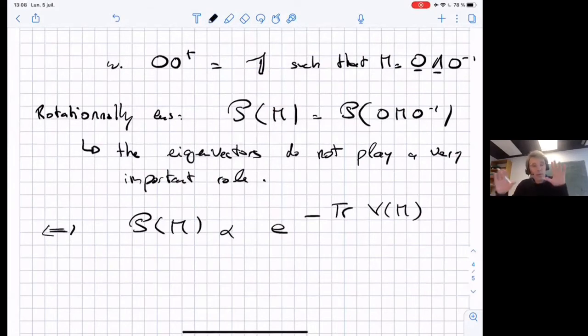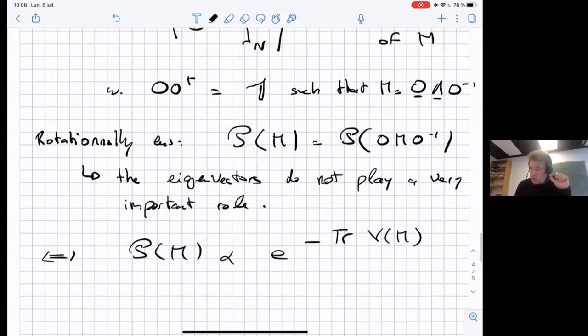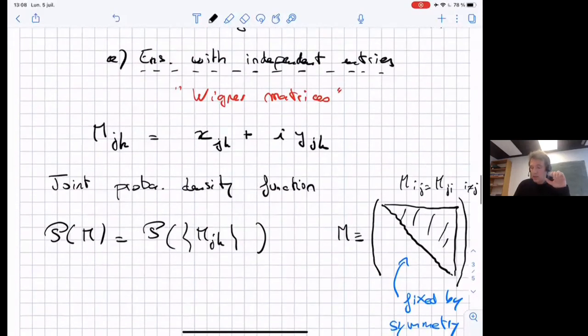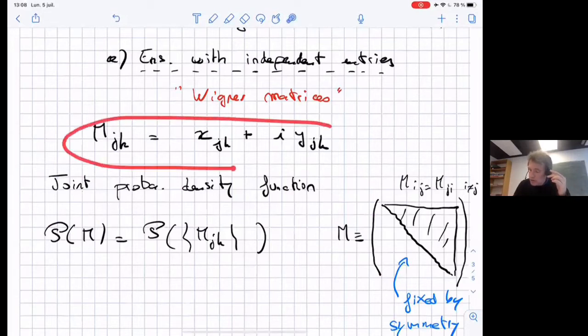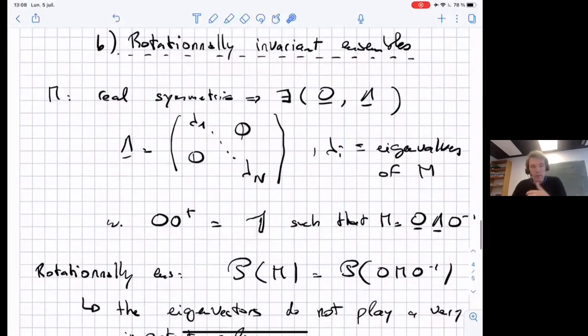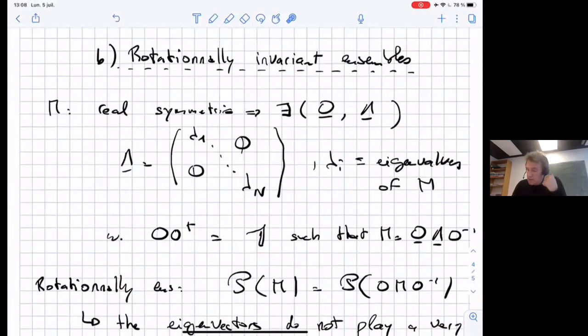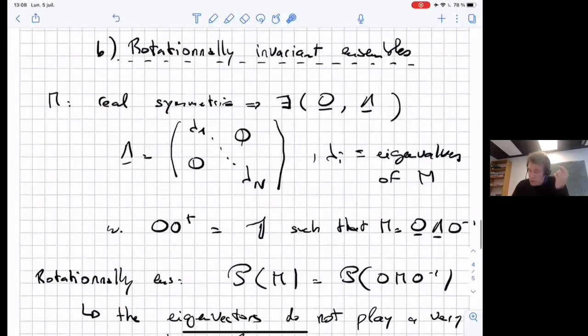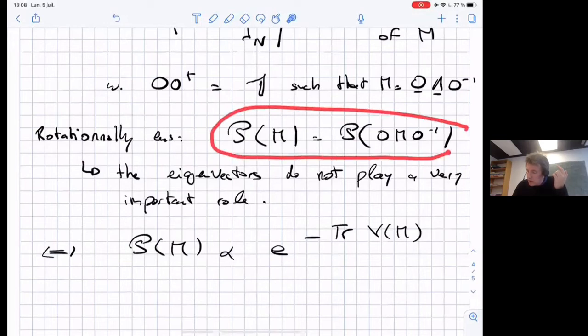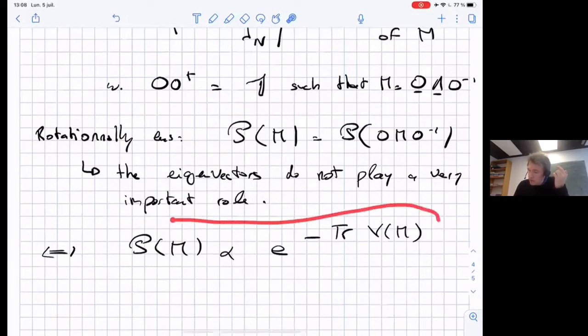So I have shown these two kinds of ensembles. Ones are the Wigner ensembles, or Wigner matrices, where you take your matrix and fill it with random numbers with the constraint that you have to respect this symmetry. And you have these other ensembles which are rotationally invariant and which are constructed with this prescription and which at the end are of that form.